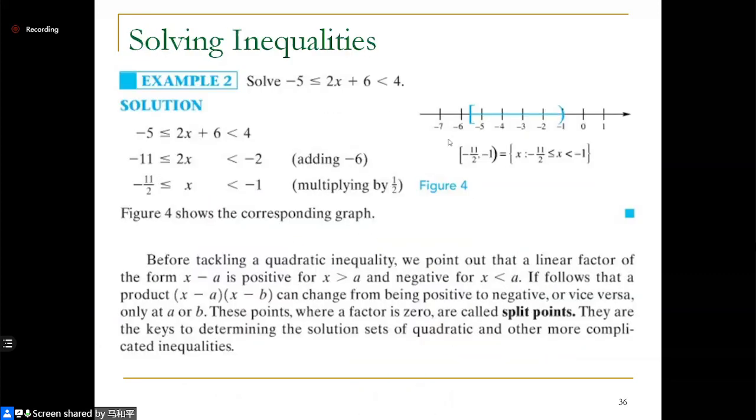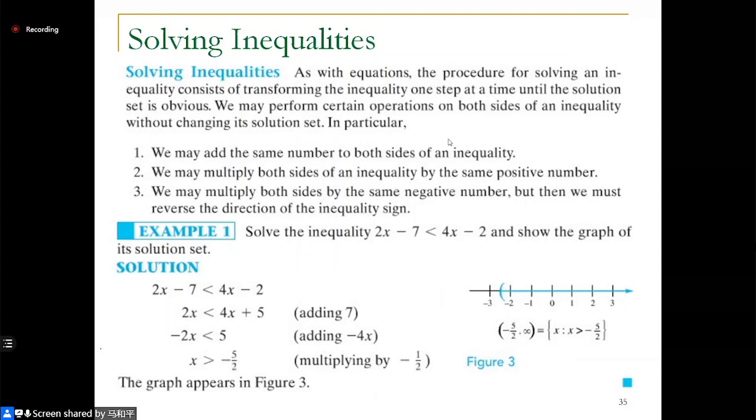Now we will end the last content for today. This is solving inequalities. Solving inequalities, as with equations, the procedure for solving an inequality consists of transforming the inequality one step at a time until the solution set is obvious. We can perform certain operations on both sides of an inequality without changing the solution set.